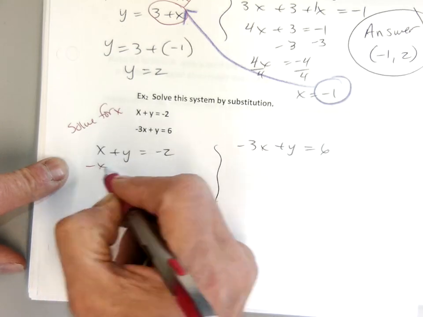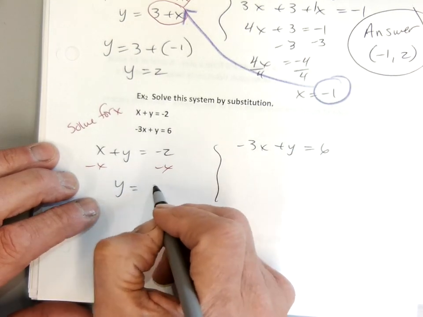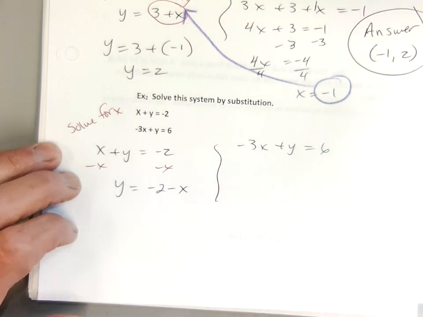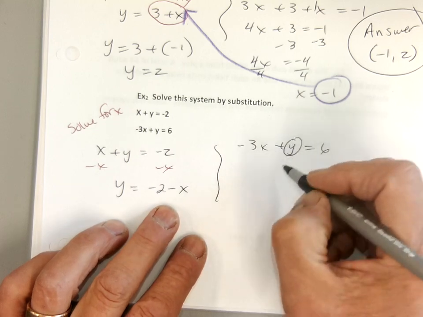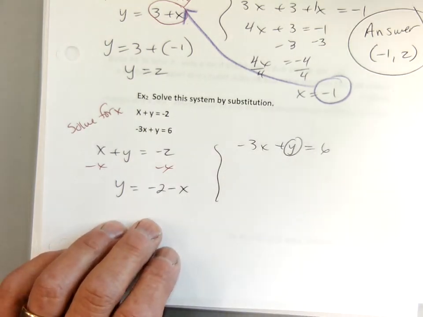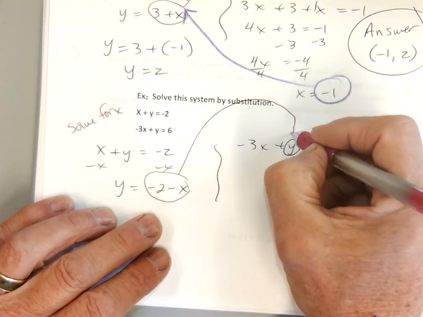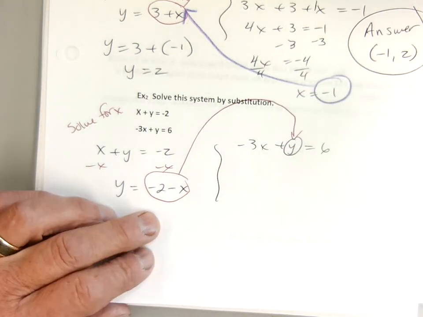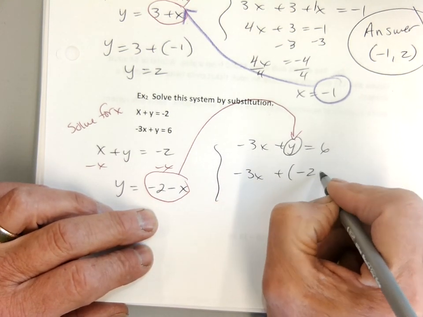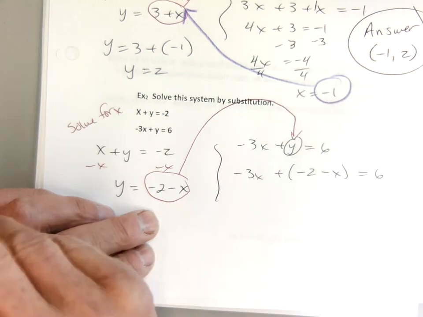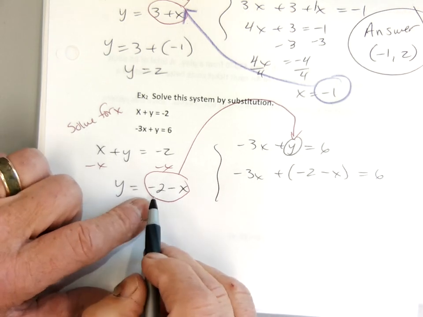So I'm going to go minus x. I'll have y equals -2 minus x. So instead of writing y over here, I'm going to substitute -2 minus x in for y. -3x plus my -2 minus x equals 6. Don't write y. Don't write y. Just write what it equals. The value is -2 minus x.